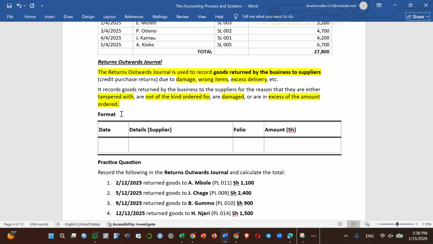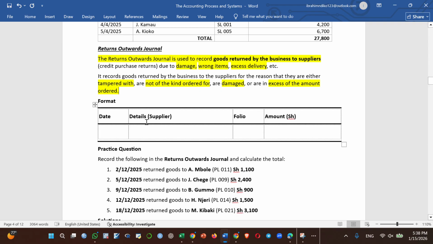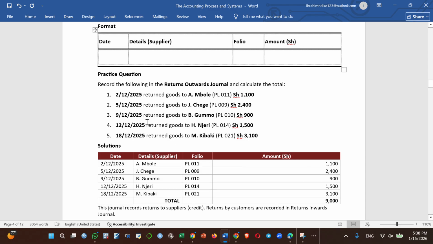Now, the item you need to note for return outwards is that the details belong to the supplier. So remember, details specifically for suppliers. Then you have the folio, then the amount. Now let us see this question. Practical question. The question reads: record the following in the return outwards journal and calculate the total.